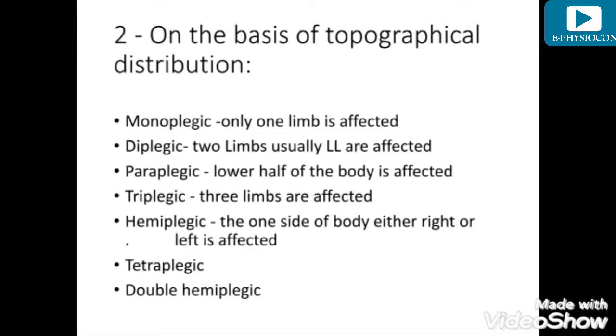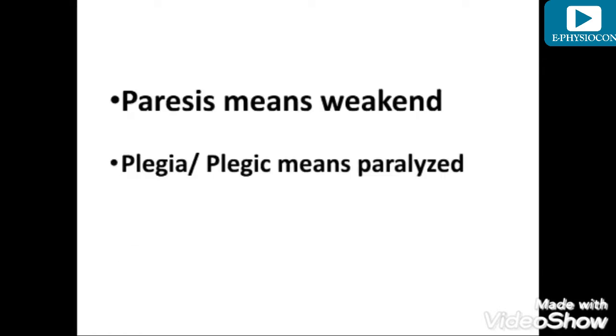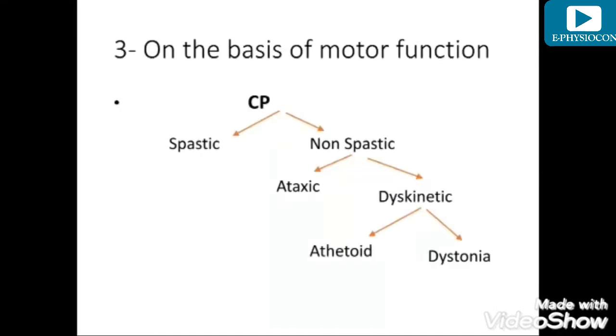On the basis of topographical distribution, that is the area of body involved or affected, it is monoplegic, diplegic, paraplegic, triplegic, hemiplegic, tetraplegic and double hemiplegic. Paralysis means weakening and plegia or plegic means paralyzed. Now on the basis of motor function, cerebral palsy is classified into spastic and non-spastic. Non-spastic may be ataxic or dyskinetic, and dyskinetic is further divided into athetoid and dystonia.